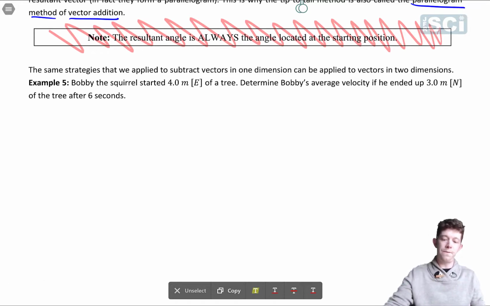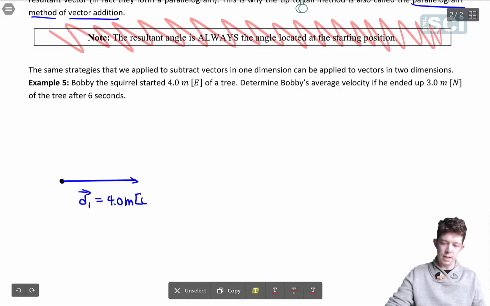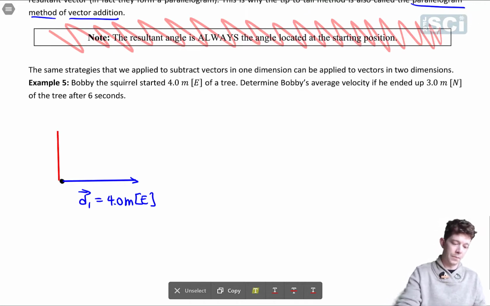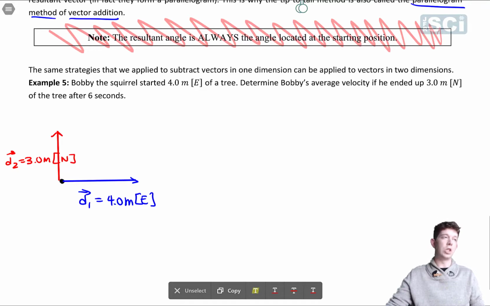Bobby the squirrel starts 4 meters east of a tree. So if I say that the tree is right here, they start 4 meters east. So let's go ahead and draw a vector 4 meters east. Boom. So that's D1. D1 is 4.0 meters east. And they end 3 meters north. So they end at D2, which is 3.0 meters north. And I want to know what is their average velocity.